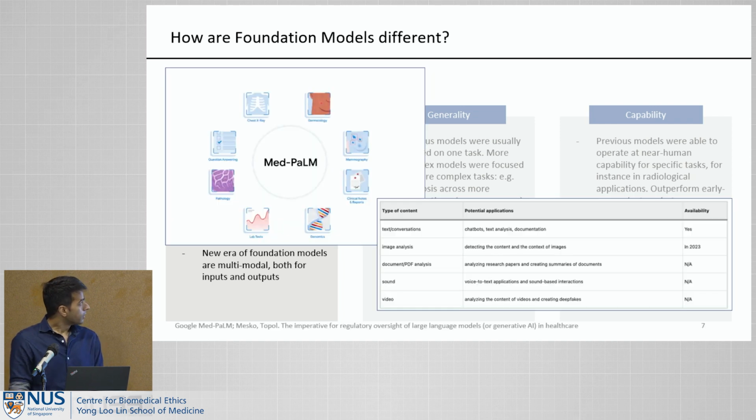So you have MedPaLM, which is the fine-tuned medical model based on PaLM 2 that Google trained just this year. You can see the modalities that it operates over: chest x-rays, dermatology, mammography, clinical notes, genomics, lab tests, and so on. And if you look at modality much more broadly than that, we have text and conversations now, we have image analysis. Models in the future are going to be able to look at sound, they're going to be able to look at video. So extremely multimodal.